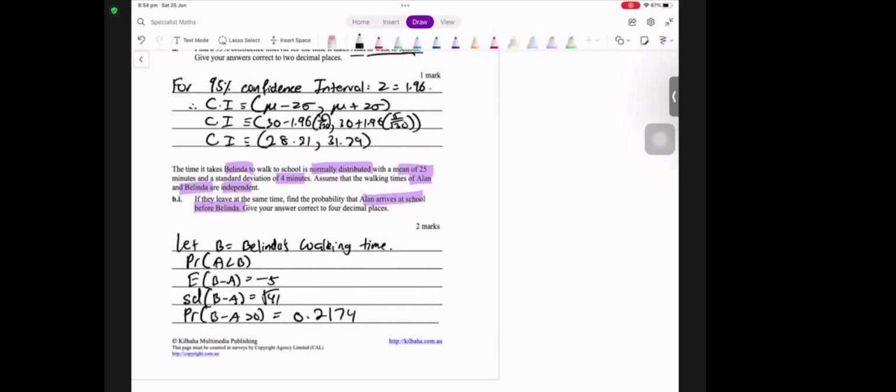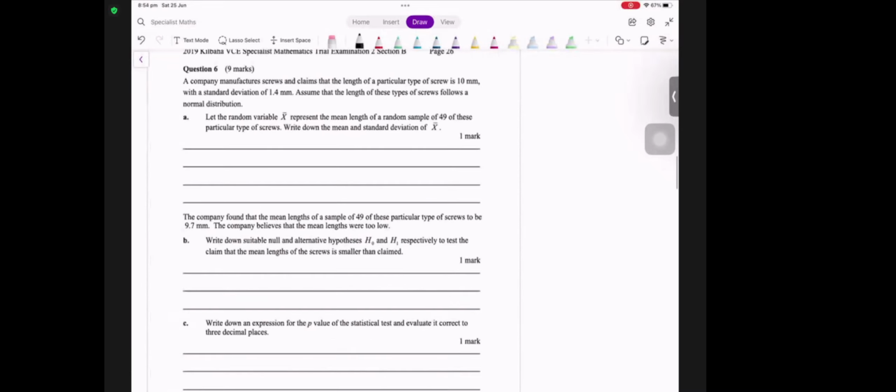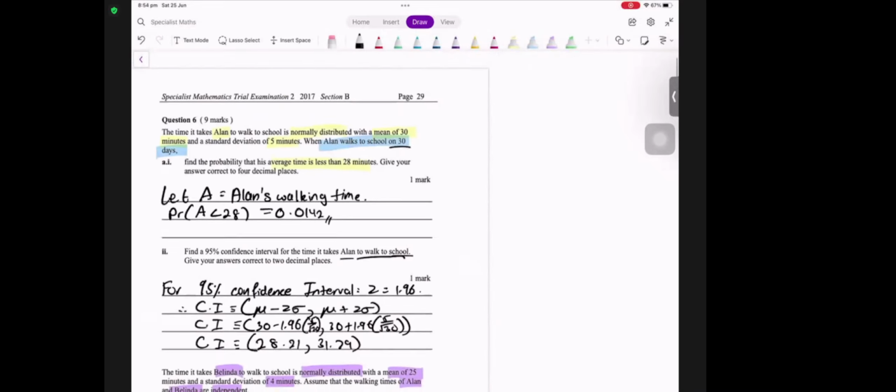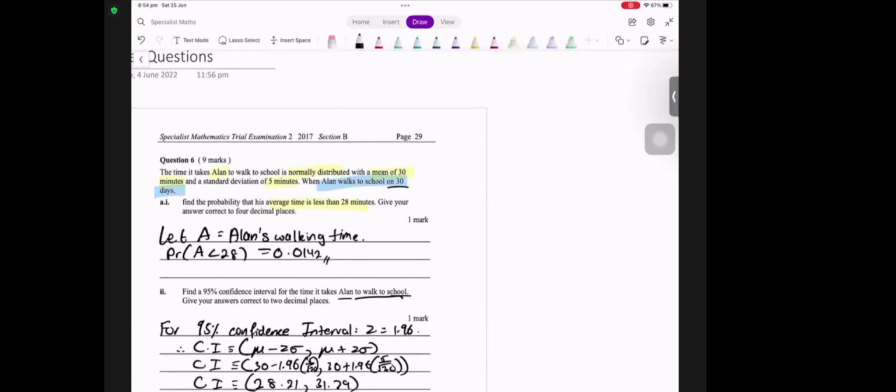Have a quick check if I had more questions below. Wait, what did you put in your CAS for the first part? Let's see. Find out the average time is less than 28. I believe your standard deviation should be 5 divided by root 30. That's probably why. Oh, that makes sense.